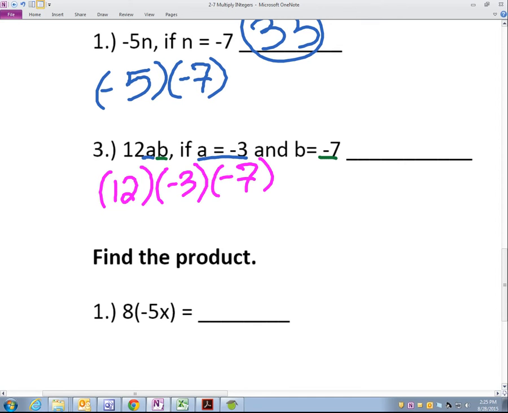Okay. And Lexi, we're going to do the order of operations, so what are we going to do? Yes, 12 times -3, because with multiplication we go left to right. 12 times -3, which is -36. Multiplied or times -7. And Mandrew, what is 7 times 36? Can you do that in your head? No. Yeah. You're on the right track. 7 times 36.